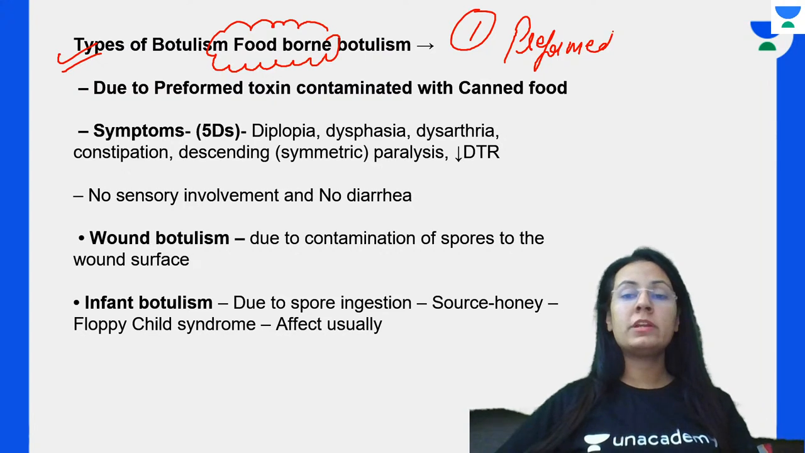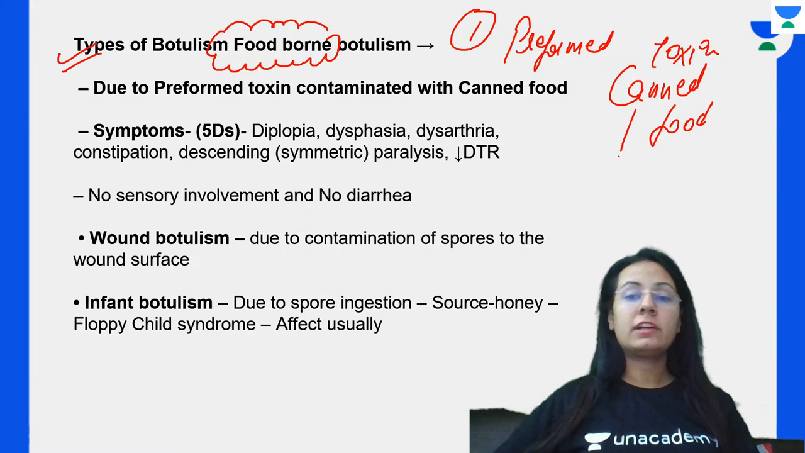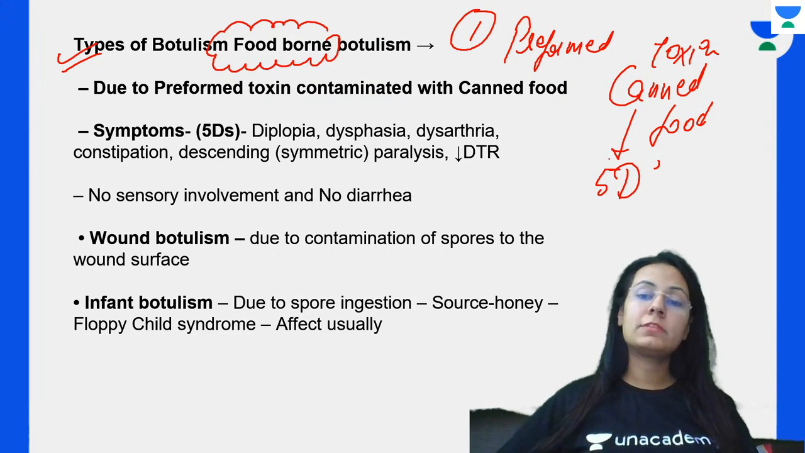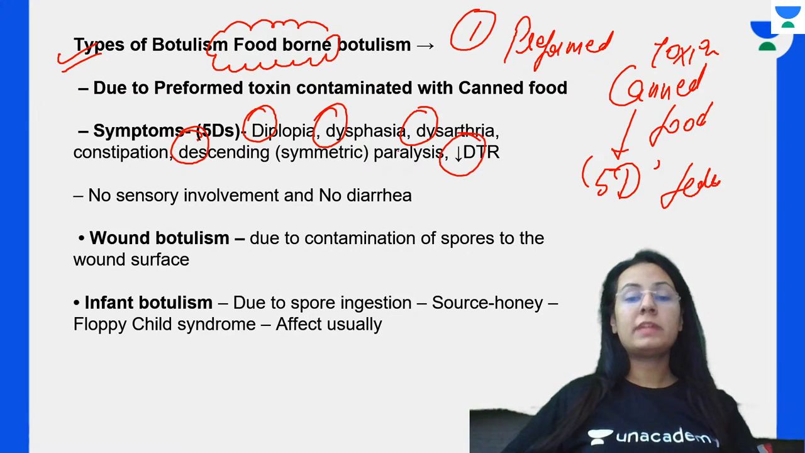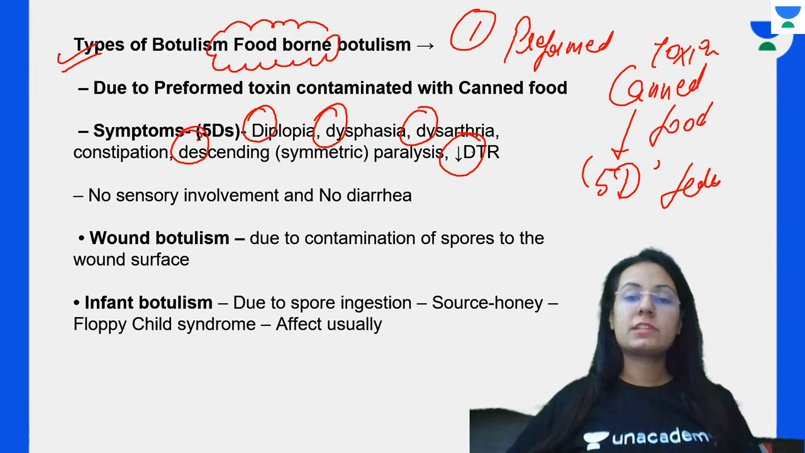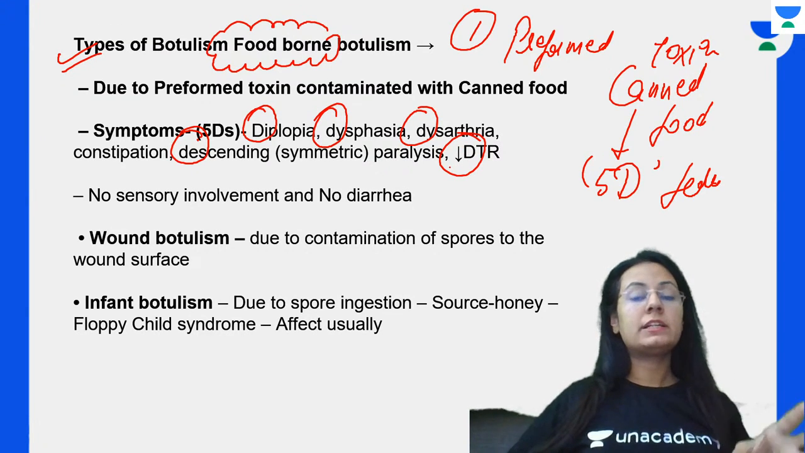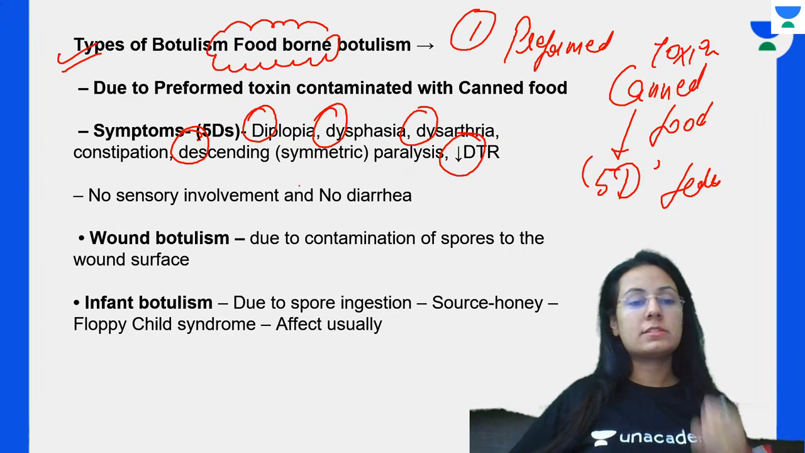It is due to the preformed toxin that is present in the canned food. The patient will present with the 5D features, that is diplopia, dysphagia, dysarthria, constipation, descending symmetrical paralysis, and the deep tendon reflexes are decreased. If you remember, in tetanus the DTR were exaggerated, it was spastic paralysis.